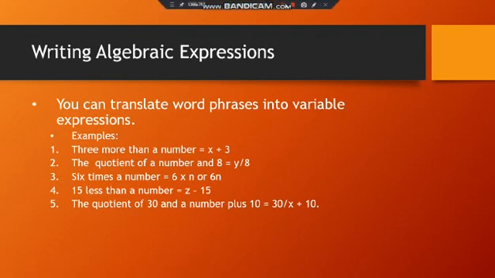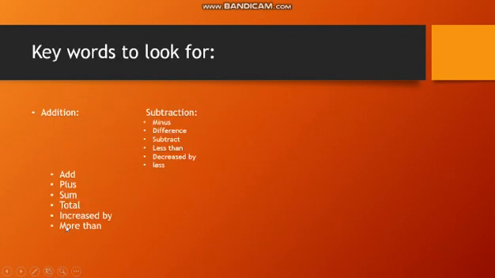The next step is how to write an algebraic expression from words or phrases. So you can translate word phrases into variable expressions. Three more than a number is equal to x plus 3. The quotient of a number and 8. Quotient means to divide an unknown number by 8. That unknown number is y, so my answer is y upon 8. Same is the case with examples 3, 4 and 5.